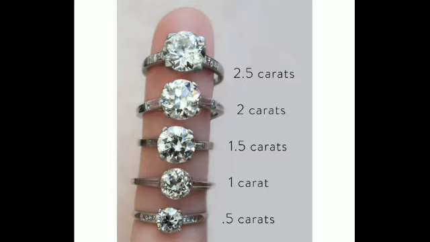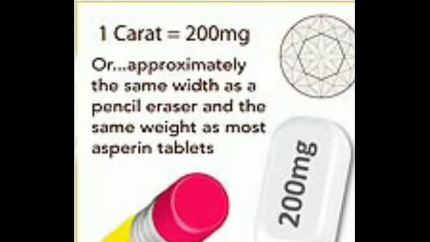You must have heard your mothers speaking about jewelry that is of 22 carats or 20 carats. That is the unit for measuring the purity of jewelry, gold or diamond, in terms of carats. So you can see different carat diamonds over here, 2.5, 2 carats, 1.5 carats. So the weight and quality of diamond are measured in carats. 1 carat is equal to 200 milligrams, or approximately the same width as a pencil eraser, the eraser used for rubbing the pencil mark, and the same weight as most aspirin tablets.